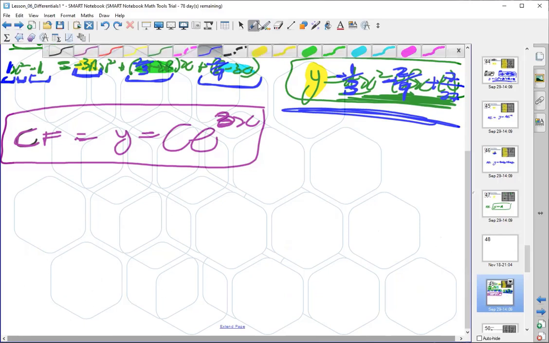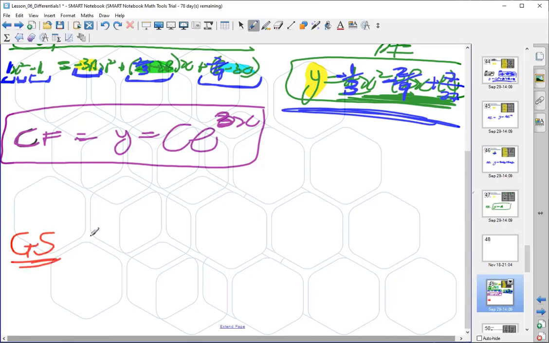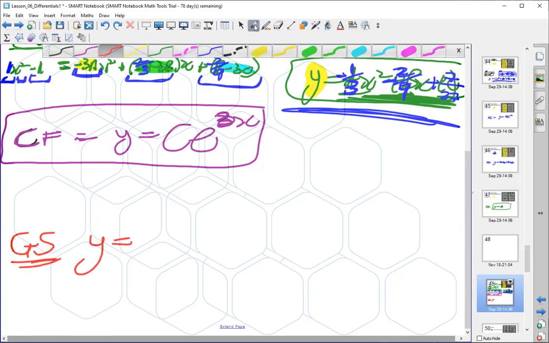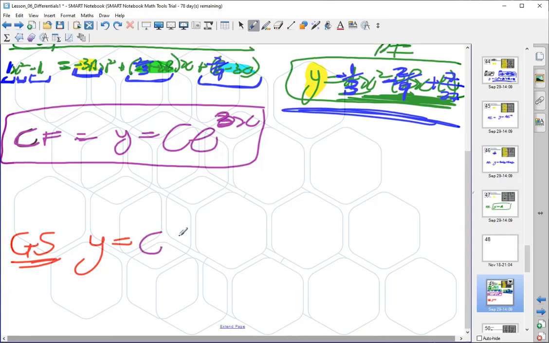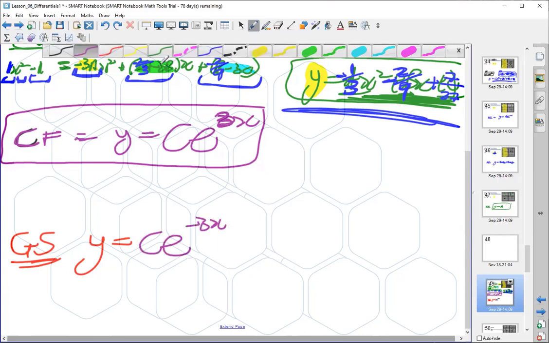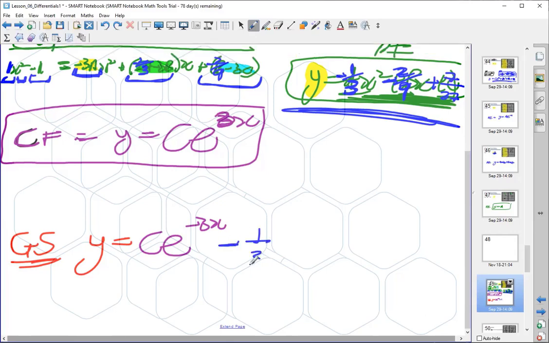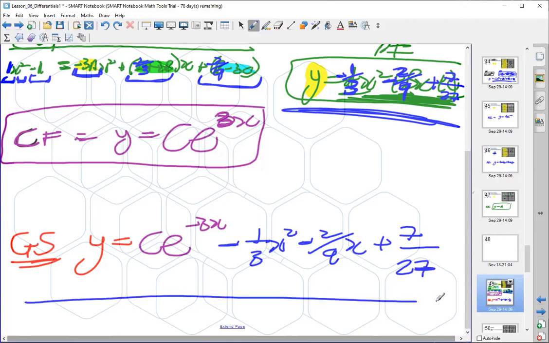My general solution is y equals ce to the minus 3x plus minus a third x squared minus 2/9 x plus 7 over 27. Okay, so there's my answer. There's my final answer to the whole thing.